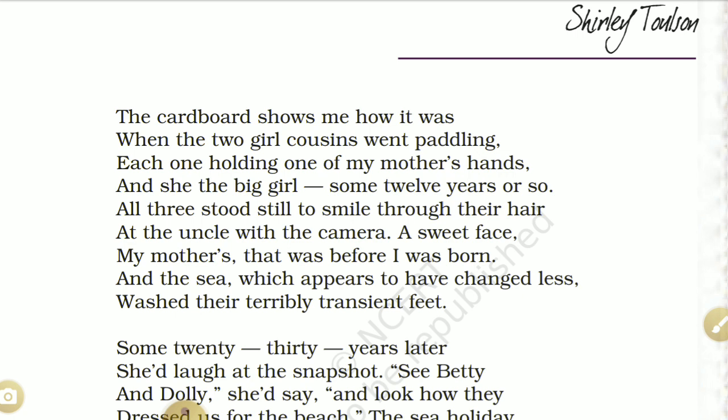Actually, with her right hand, she was holding the hand of one cousin, and with her left hand, she was holding the hand of another cousin. And see the big girl, some 12 years or so. So there were three girls, the poet's mother and her two cousin sisters. But the poet's mother was the eldest girl there. She was the big girl. And what was her age? She was 12 years old at that time.